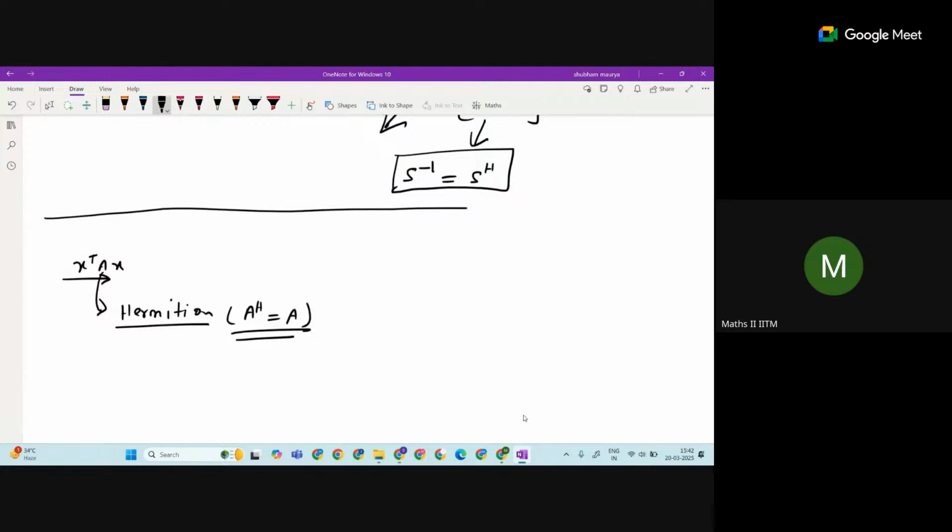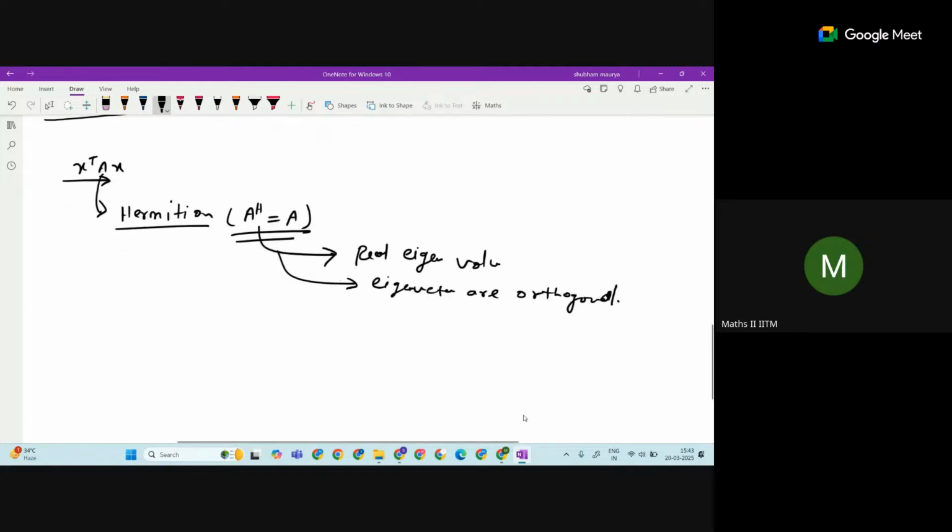This Hermitian matrix has some properties. The property is that it has real eigenvalues, and the eigenvectors are orthogonal. This is the main theme of this lecture.